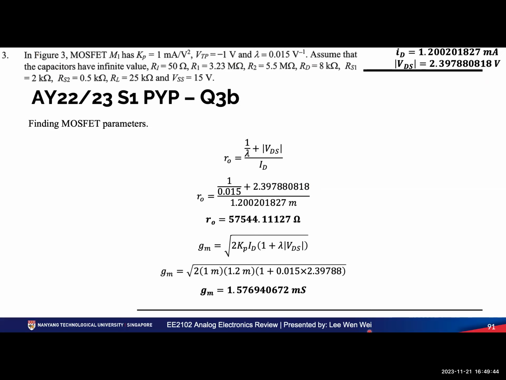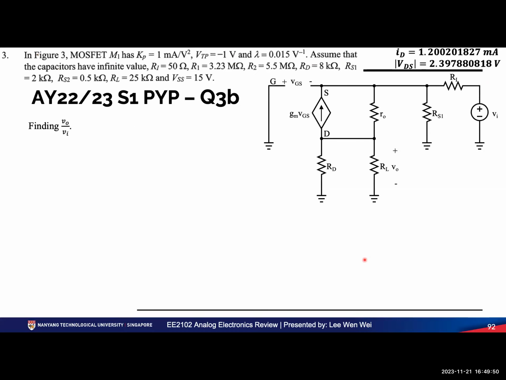Okay, so now what do we do next? Now we find the terminal gain, right? So for the gain, what do we do? R0 we can ignore, right? Then we can express AVT, right? How to express the AVT? It's VD over VS. In this case we are looking at the output over the right, to the VS, right? So how do we get from here to here?